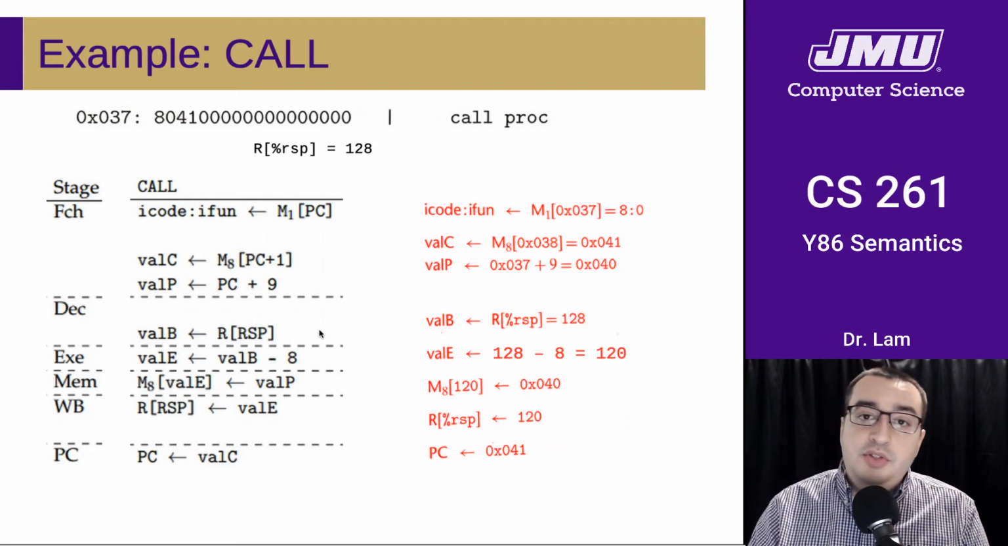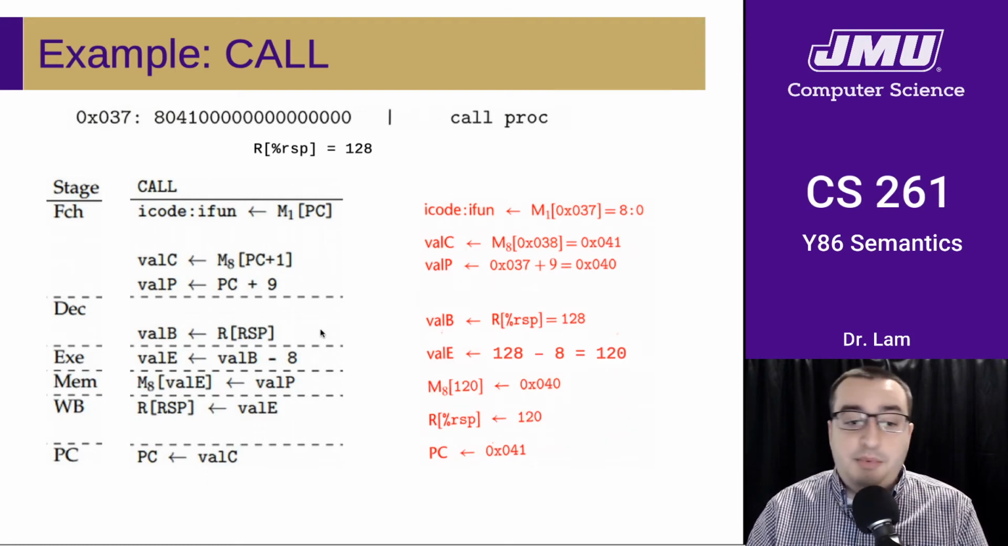Okay, so in order to do that, we need to figure out where the top of the stack is right now. So that's what we do during the decode phase. We grab the stack pointer and we save it. Sorry, the value of the stack pointer is 128. So that's the address where the top of the stack currently is.